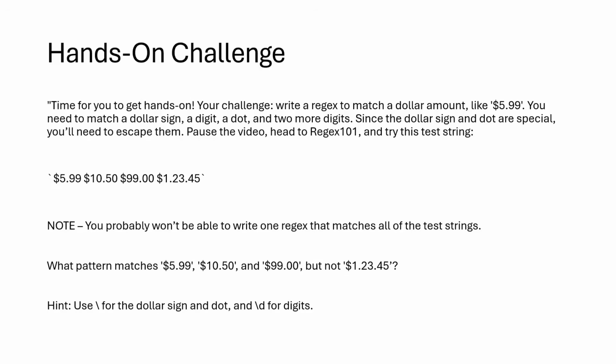Time for you to get hands-on. Your challenge: write a regex to match a dollar amount, like $5.99. You need to match a dollar sign, a digit, a dot, and 2 more digits. Since the dollar sign and dot are special, you'll need to escape them. Pause the video, head to Regex 101, and try this test string. Note, you probably won't be able to write one regex that matches all of the test strings. What pattern matches $5.99, $10.50, and $99, but not 1.23.45? Hint, use backslash for the dollar sign and dot and backslash d for digits. Drop your regex in the comments. I can't wait to see your solutions.